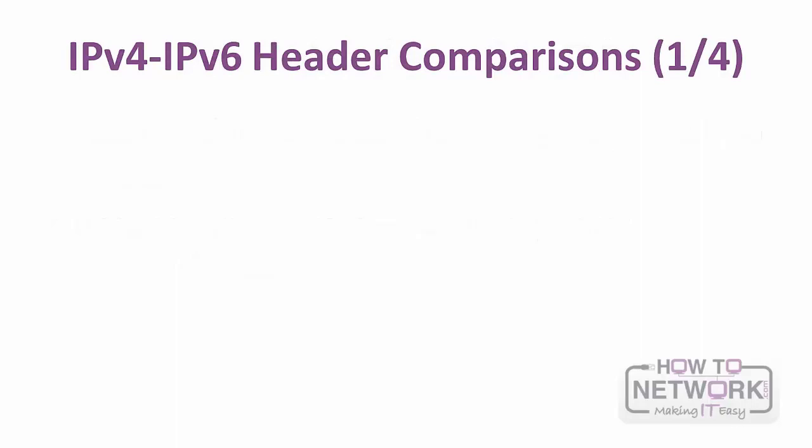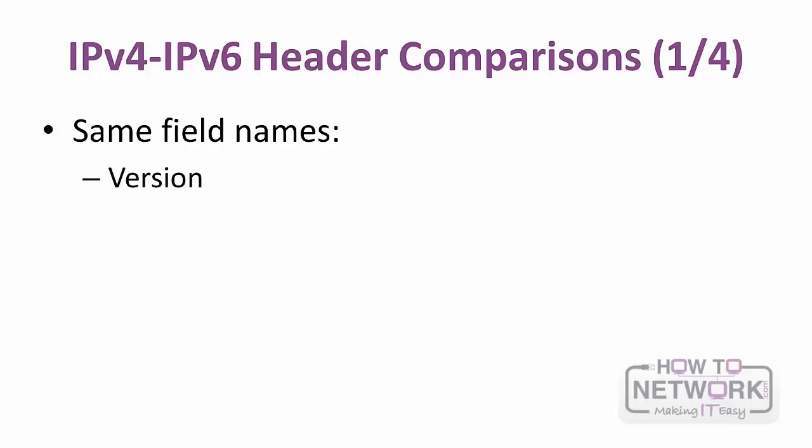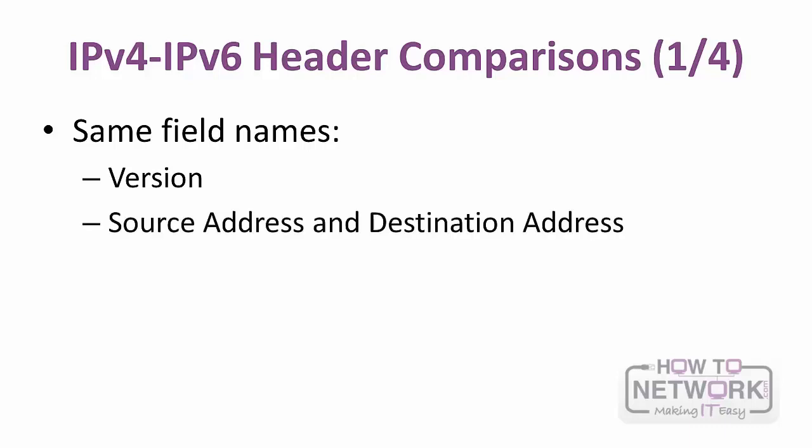Let's summarize some of the important differences between the two protocols. First, we will start with header comparisons of the IPv4 fields that have the same names as those in IPv6. Version. The value is 4 in IPv4 and 6 in IPv6. Source address and destination address. The biggest differences are the 32-bit addresses in IPv4, which have been increased to 128 bits in IPv6.